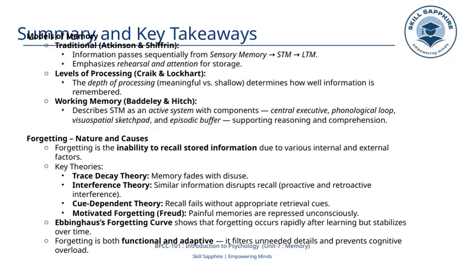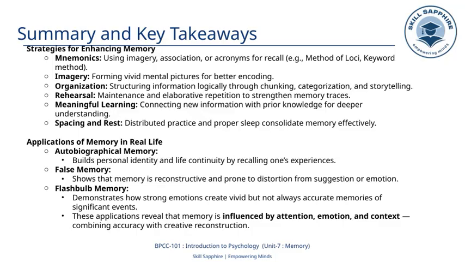So, in essence, understanding these models and theories gives us a clearer picture of how memory works, why we forget, and how this process is vital for our mental efficiency. Let's wrap up with some key takeaways on strategies for enhancing our memory. First, mnemonics are powerful tools. Using imagery, associations, or acronyms can really improve recall. For example, techniques like the method of loci or the keyword method help us remember information more easily. Imagery involves forming vivid mental pictures, which makes encoding much more effective.